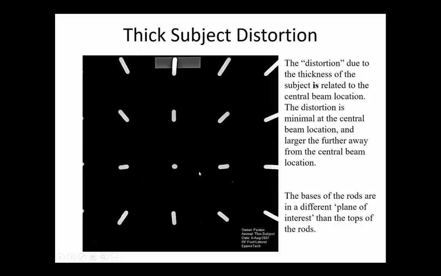This is really because you could think of it as being two planes of interest. One plane is the base of the metal, and the other plane is at the top of the metal. Those two planes have a different geometric offset from the detector, and so they have two different magnification factors. So the magnification is uniform at the base of the metal spikes, and it's uniform at the top of the metal spikes, but it's two different factors. And so you get this sort of distortion.